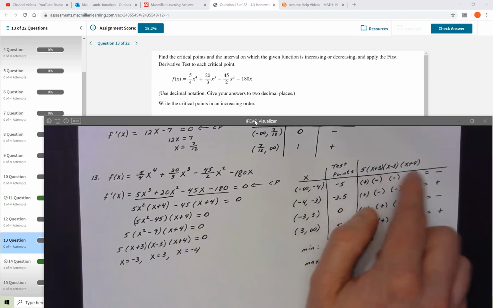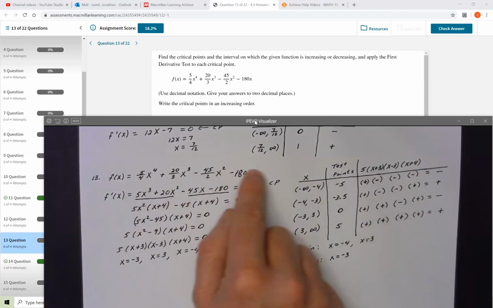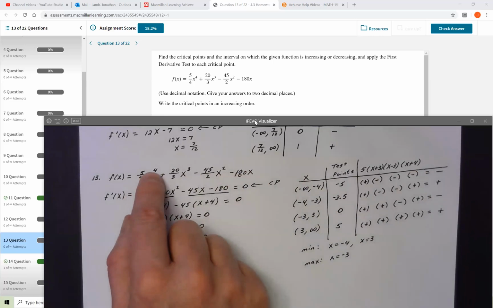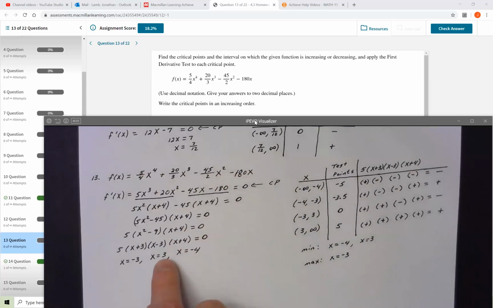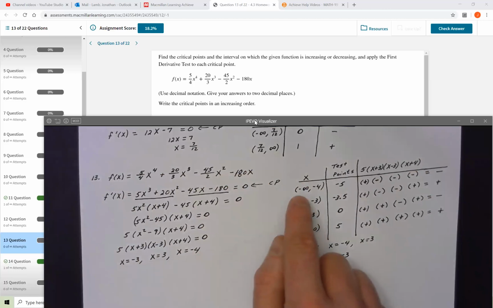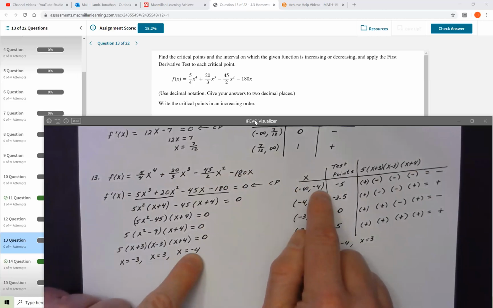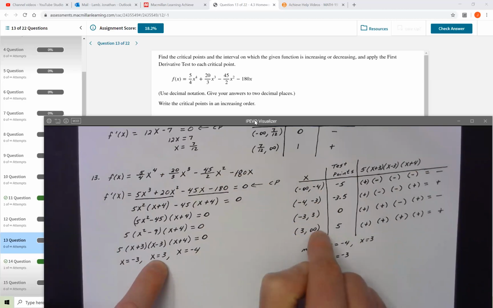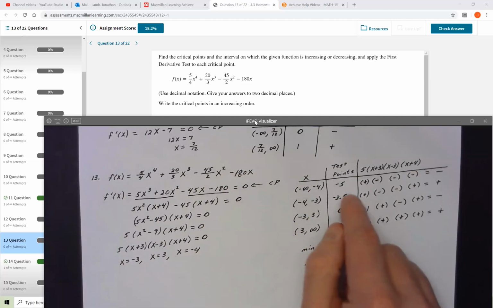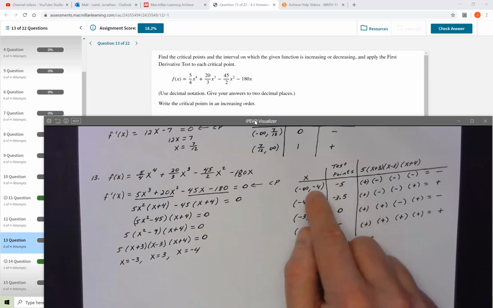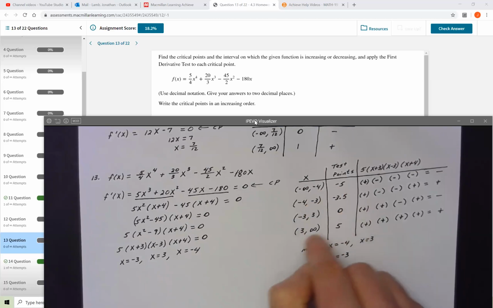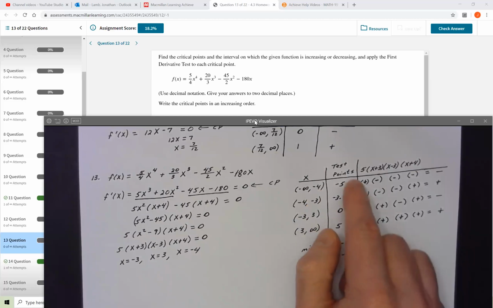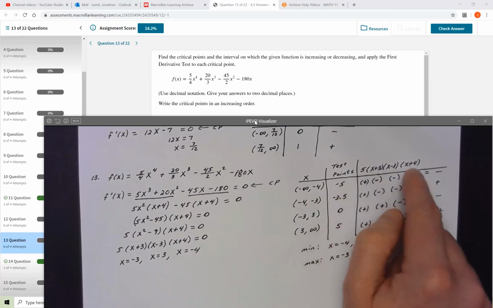So notice my first derivative sign test over here. I broke up the domain of the original function, which is all real numbers, from negative infinity to infinity, with these three critical points. So you say from negative infinity to the lowest critical point, negative 4, then from negative 4 to the next one, negative 3, then from negative 3 to 3, and then from 3 to infinity. Those are my four test intervals. I chose test points within each one. Negative 5 fits in the first interval, negative 3.5 in the second one, 0 in the third one, and 5 in the fourth one.